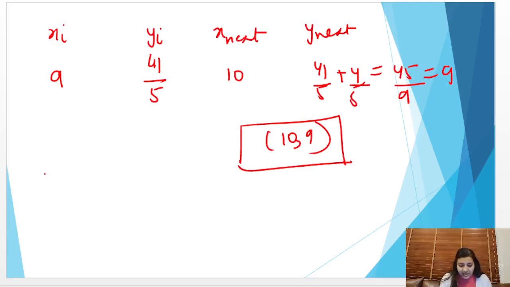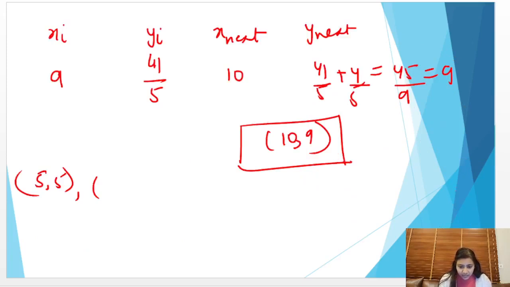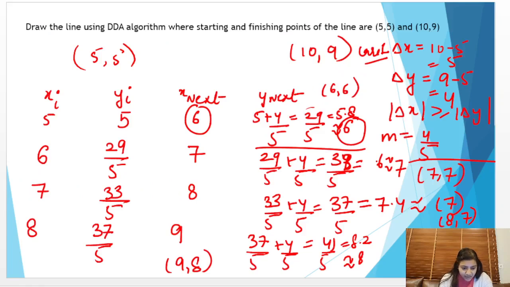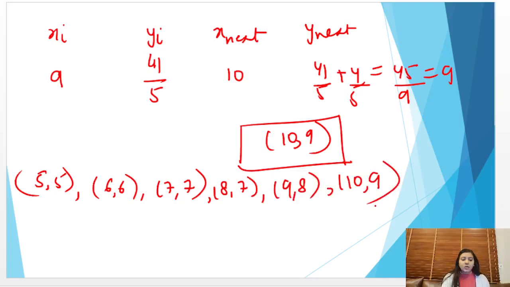So the pixels that we have got: we started from 5, 5. The next pixels that we have got are 6, 6, then 7, 7, then 8, 7, then 9, 8, and then the finishing point, which is 10, 9. So this is how we have to solve the DDA algorithm if the starting and the finishing point of the line are given. This was all about this video.